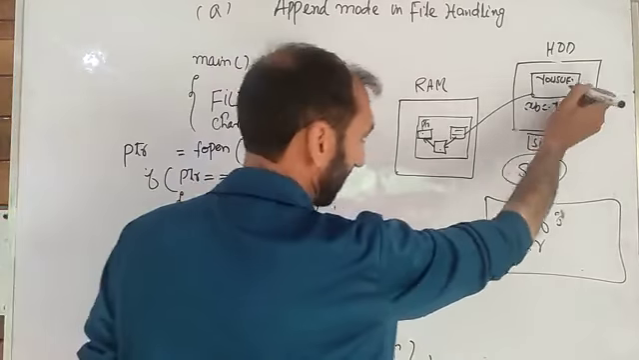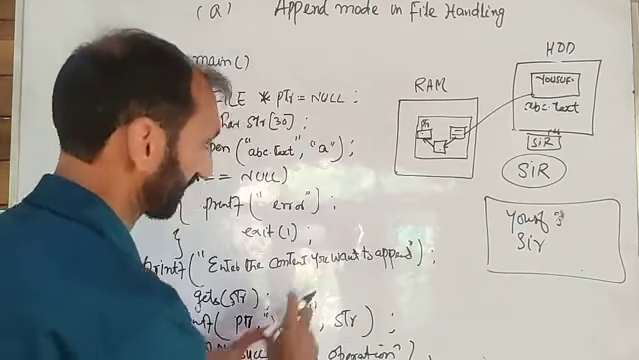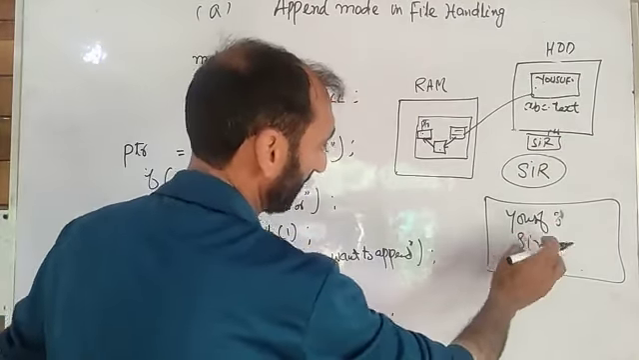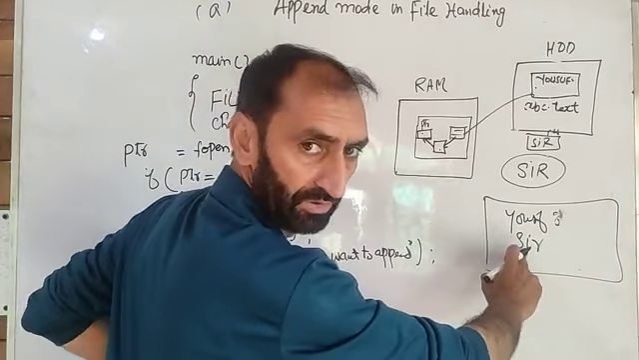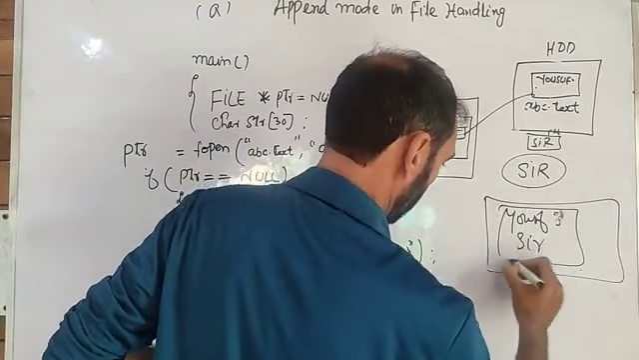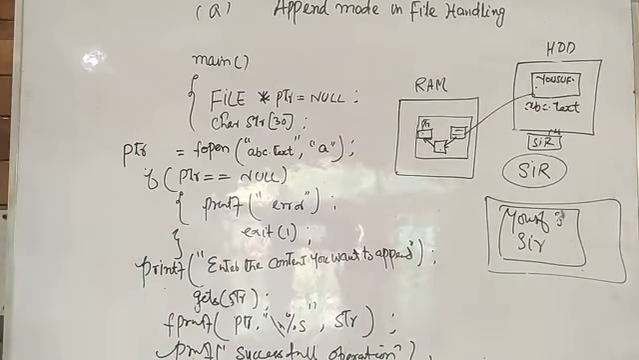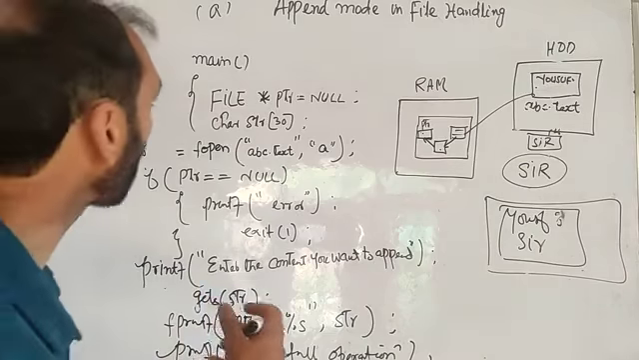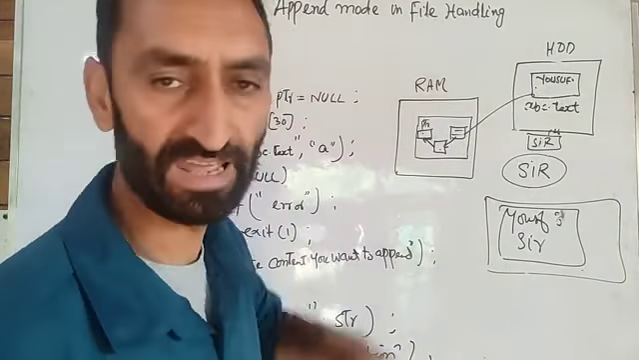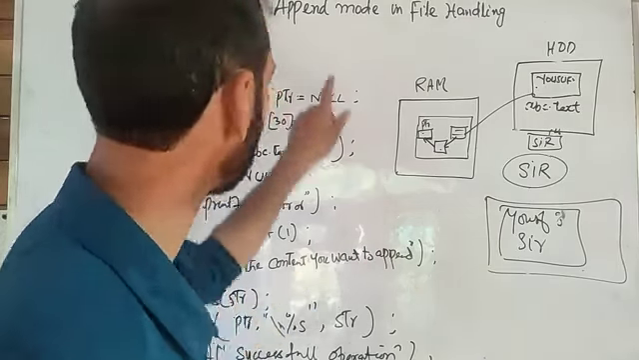Actually the cursor is here. When I use \n here, the cursor will reach here, and after that it will append this "sir". It will append the content on it. That means the output will be like this. So I hope now you have understood how to append the content to the file, how to append in file handling, the use of append A mode.